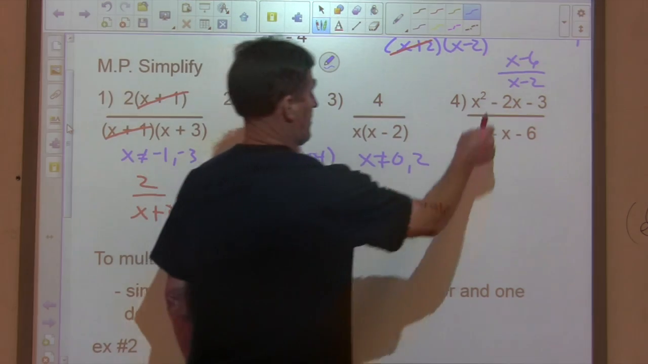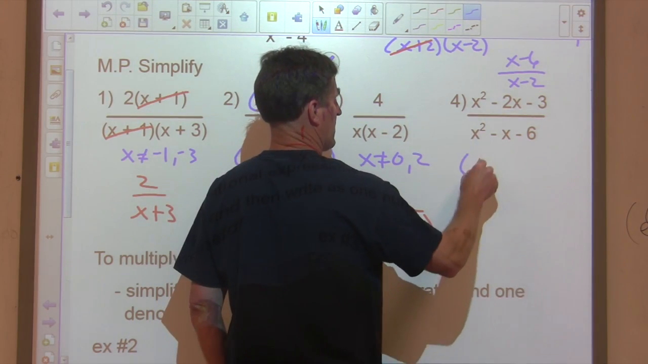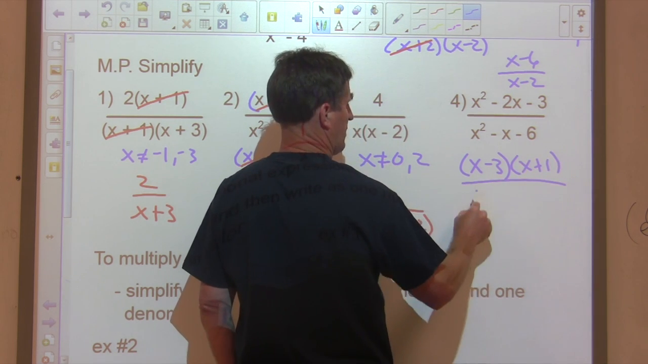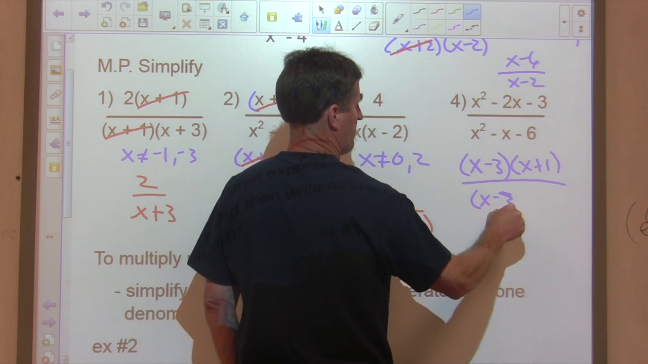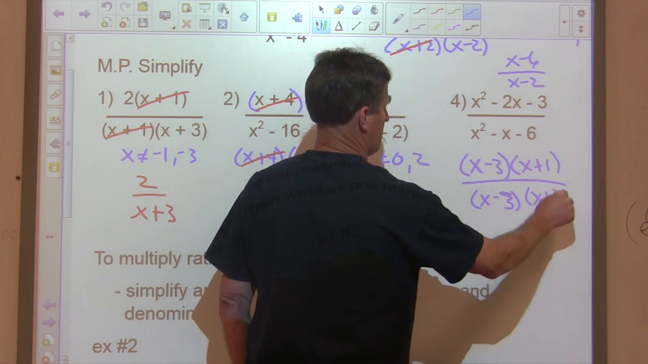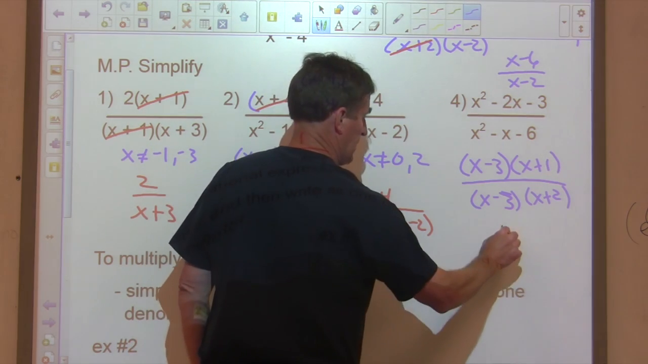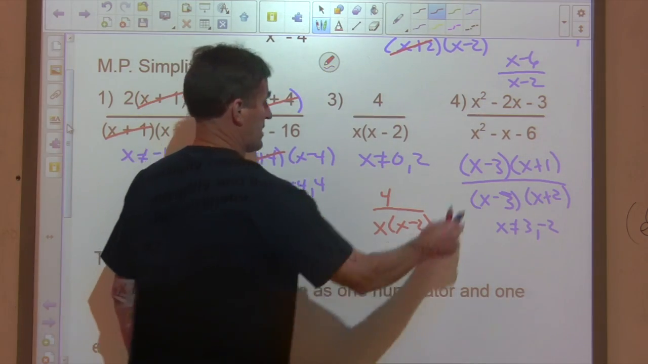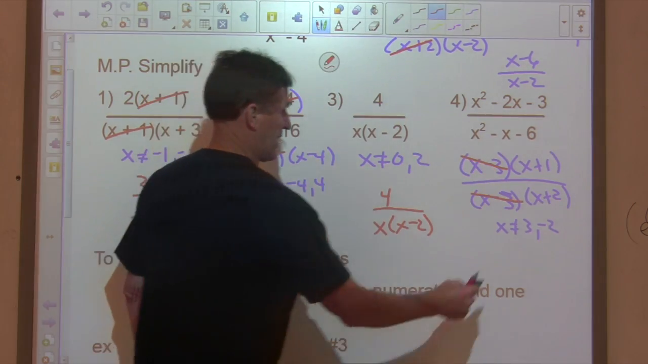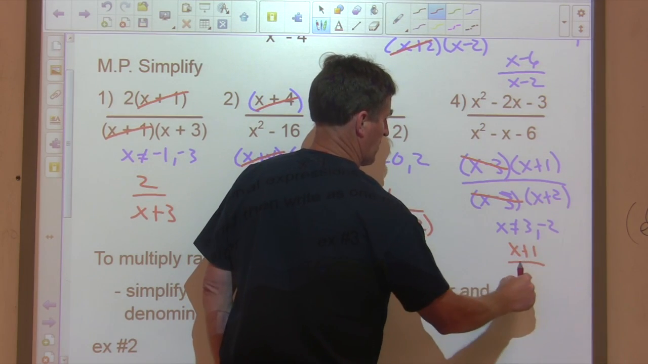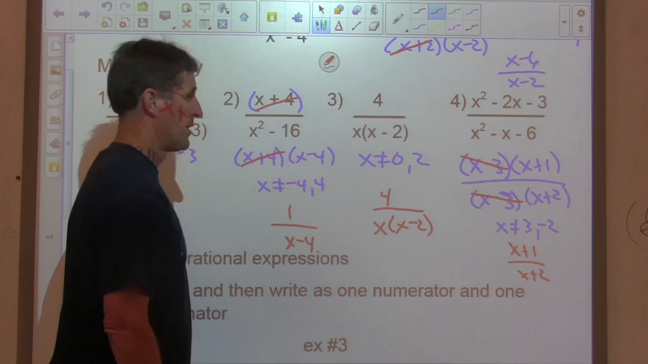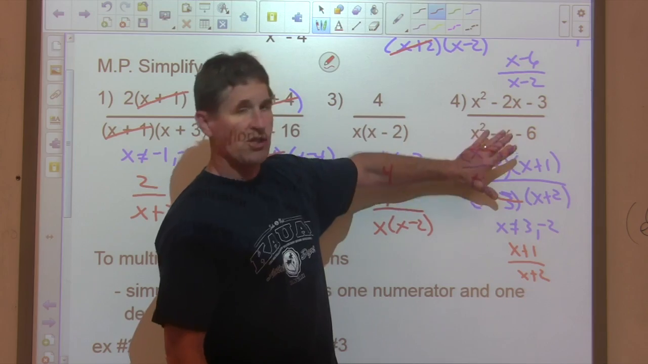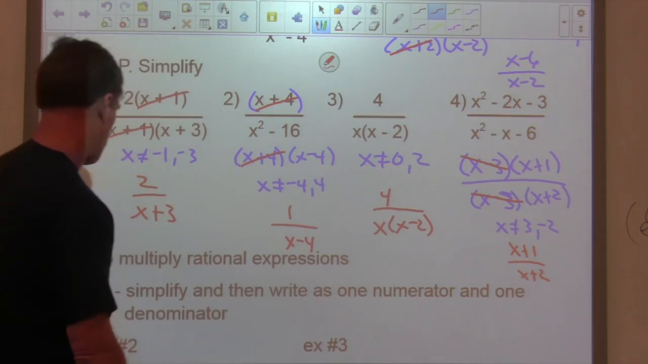This last one, I'm going to factor the numerator. Again, you'd be doing the x method, but that's x minus 3 times x plus 1. Factor the bottom, that would be x minus 3 and x plus 2. My restrictions would be x cannot equal 3 or negative 2. And then I cancel it. And so my final answer is x plus 1 over x plus 2. Again, I like to do the restrictions before I do any canceling because then I don't forget, because it's gone, but it's still a restriction from the original problem.